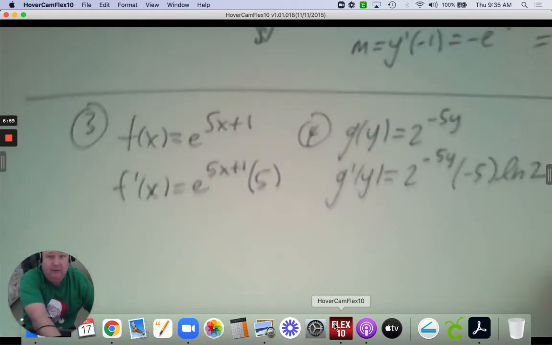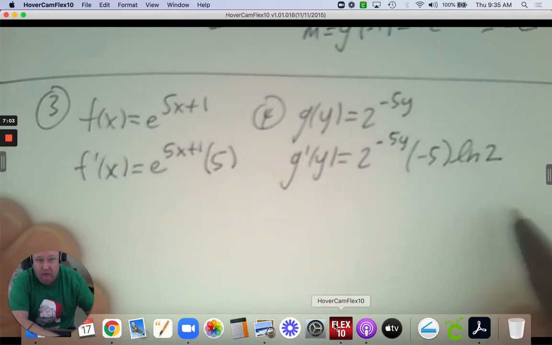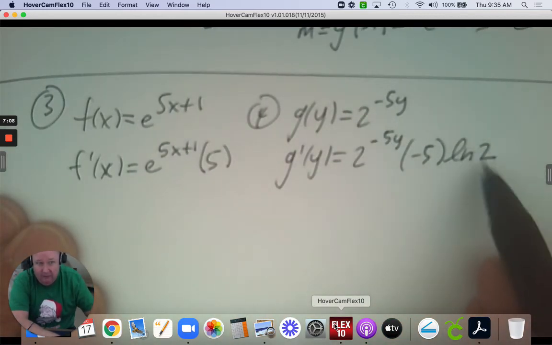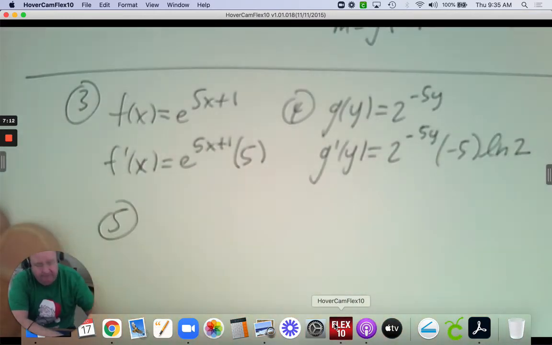So if the base is e, it's perfect, right? It doesn't have that extra hook on. But if the base is anything other than e, it needs ln and whatever that base is, and then it's done. Number 5.